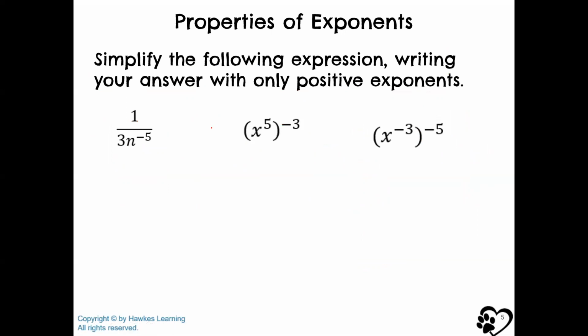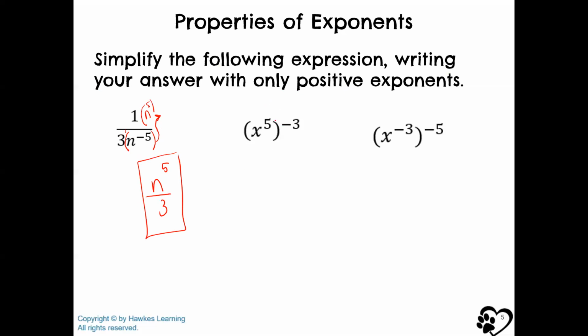All right, here's problems with negative exponents. We want to make them positive. So we're going to take just the n and move it, not 3n, it's just the n we're going to move up. So we would have 1 times n to the 5th is n to the 5th over 3. The 3 stays where it is because the 3 has a positive exponent of 1.